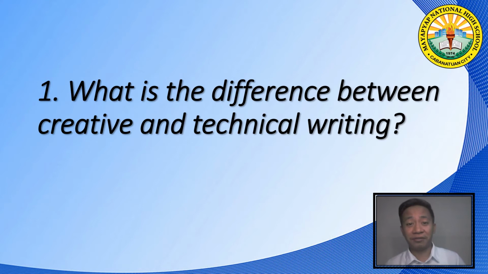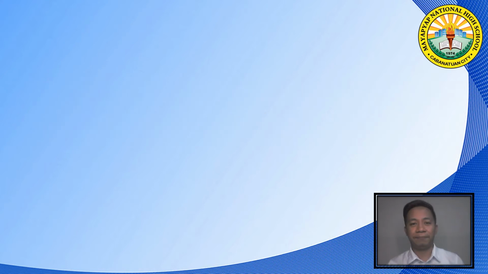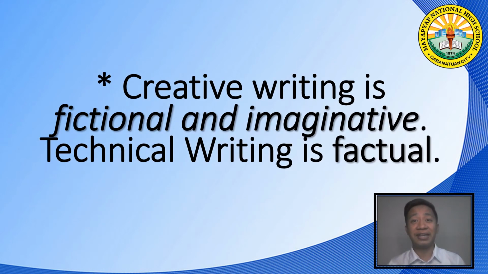Before we proceed with our lesson, let's first have this warm-up question. What is the difference between creative and technical writing? Creative writing is fictional and imaginative, while technical writing is factual. When we say fictional and imaginative, we are referring to a piece of literature that is created with our creative mind, making it untrue. It is used to make our writings flavorful, which will catch the attention of our readers, while technical writing is formal, which requires information that has basis, and it also provides facts with proofs and evidences.